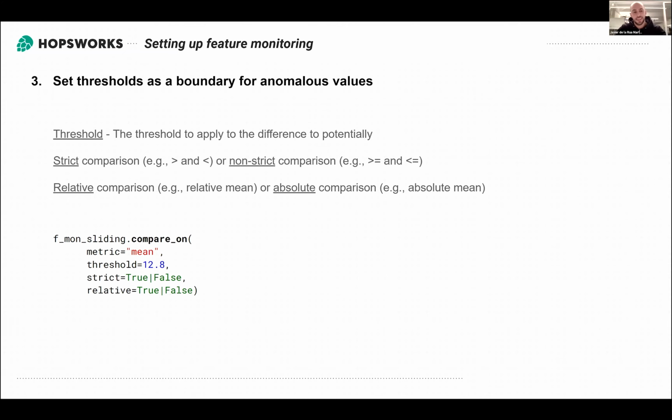The next step would be, optionally, to set up a threshold, which is basically a way of setting a boundary for anomalous values. In the example, there are three parameters related to this threshold. One is the threshold value itself, then strict, which says whether it's a strict comparison or not, and also relative, as we can see, relative mean or absolute mean, whether the value is relative to the computed statistic metric, or absolute.